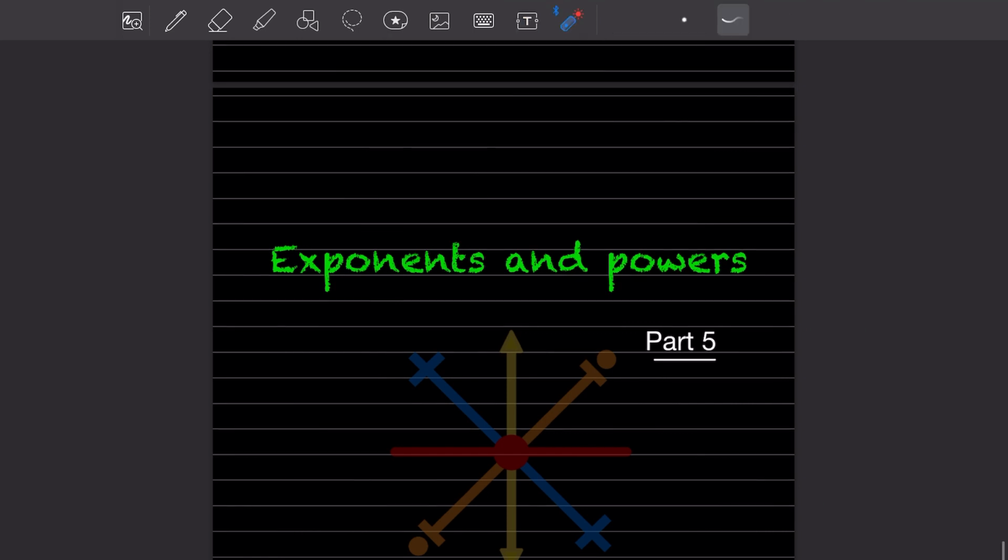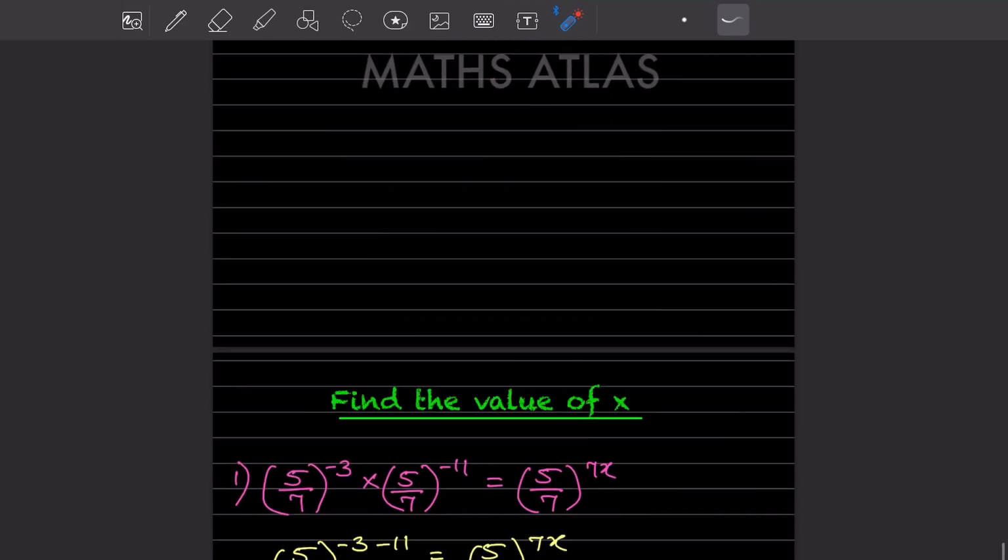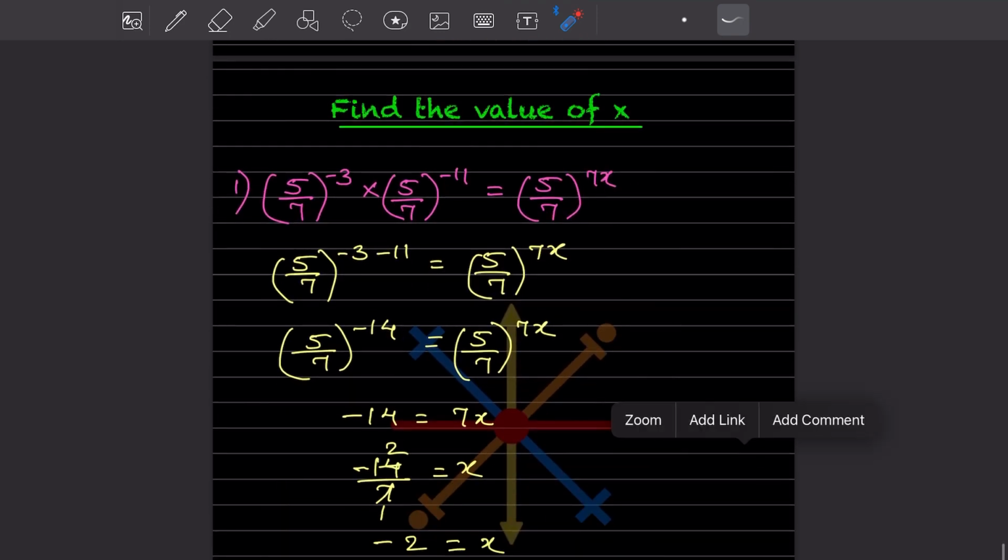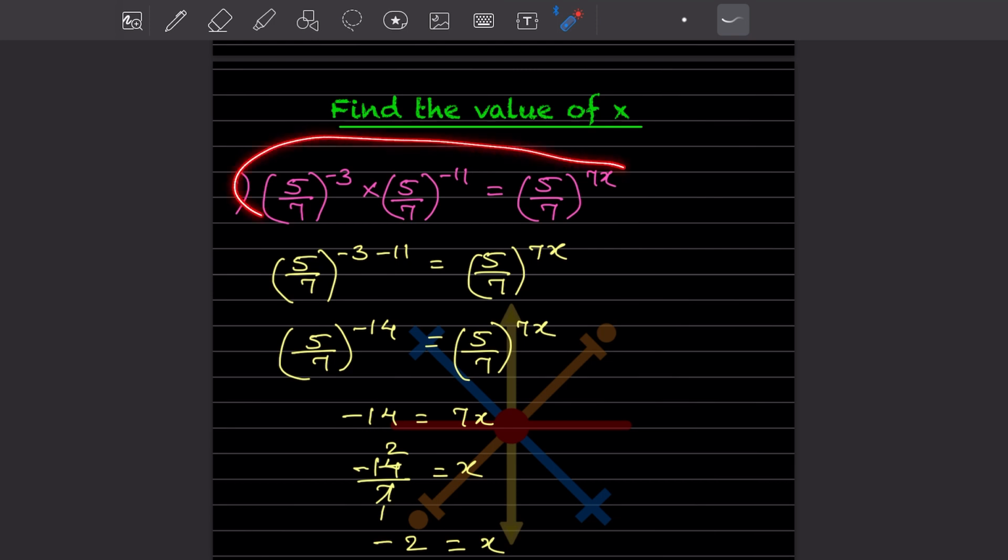So today we are going to see part 5 of the same topic, that is exponents and powers. First thing, let us see how to find the value of x. This is the question given over here.